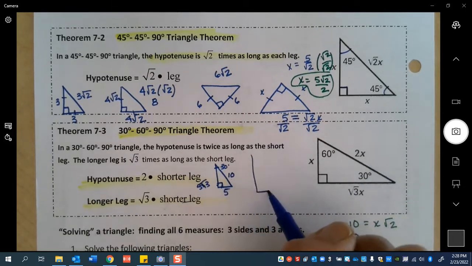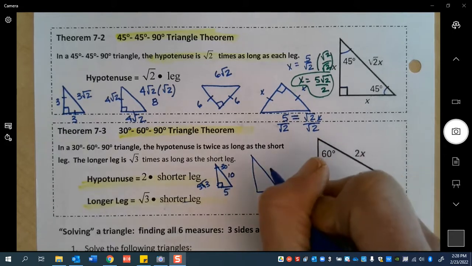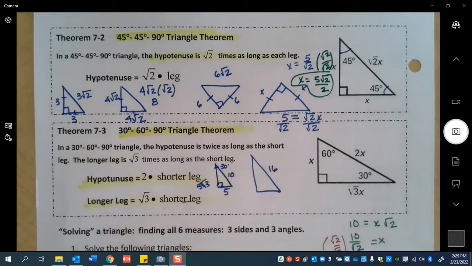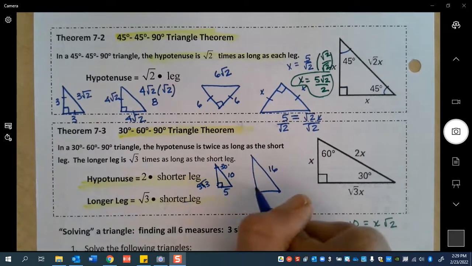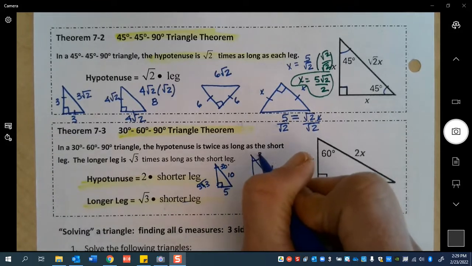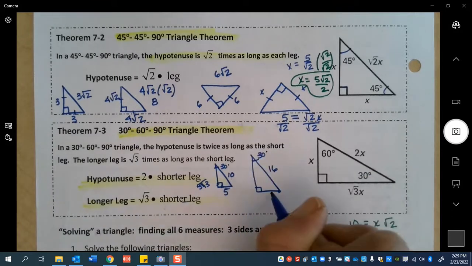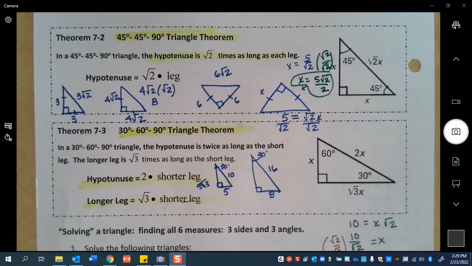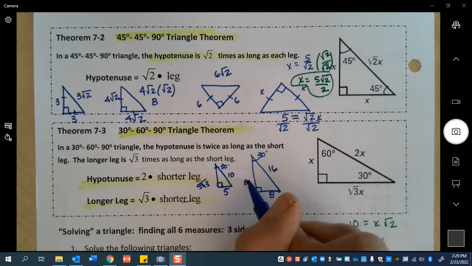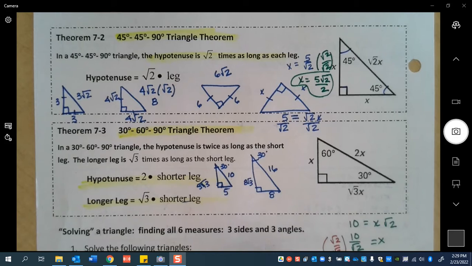If I have a 30, 60, 90 triangle, and my hypotenuse is worth 16, what is the length of my short leg? What is the length of my long leg? 8 times the square root of 3.